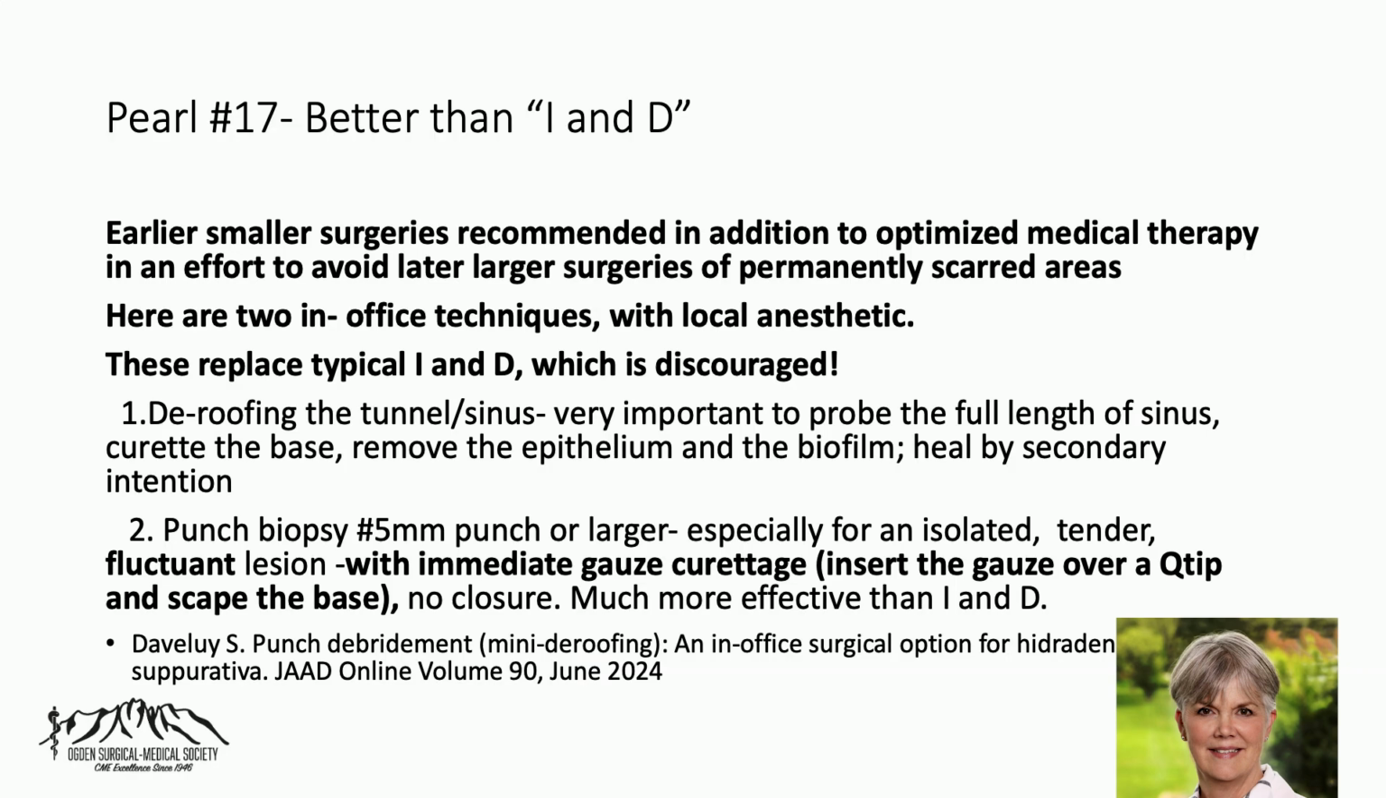And this usually will lead to it clearing up and going away in that one area. The second thing you can do if you're a little more timid is, instead of an I&D with a number 11 blade after they're numb, you can use a large punch biopsy, like a 5mm punch biopsy, right into the nodule. This doesn't work so well in a tunnel, but it works with a nodule. And you put that 5mm in, let it drain, and then immediately put the gauze over the top of a Q-tip, insert it in, and scrape it around, almost like you're trying to get all of the biofilm and epithelium out that you can, and leave them to heal by secondary intention, and that patient will heal much faster and more completely than an I&D.